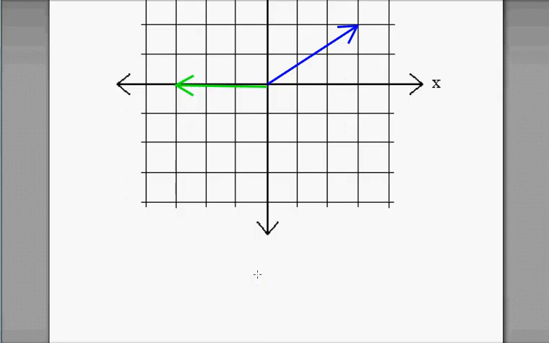Sorry. I'm trying to write and I'm not in that. I want you to find the magnitude of the resultant and also find the angle of the resultant. So, two things to do. For this, these two vectors right here, add them together, find the magnitude, and find the angle. Okay.